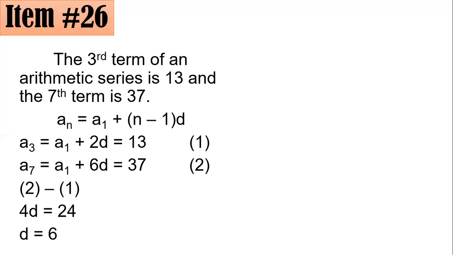Knowing the value of d, which is 6, we can look for the value of a sub 1 by substituting it in either equation 1 or equation 2. In my case, I opted to substitute it into equation 1, which is a sub 1 plus 2d equals 13. Replacing d by 6, I arrived at a sub 1 plus 2 times 6 equals 13. 2 times 6 is 12, and subtracting 12 from both sides tells us that the first term is 1.